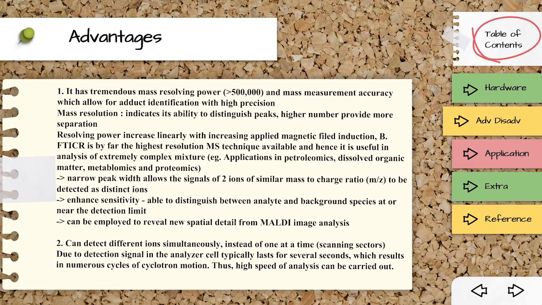The sensitivity is also enhanced, so we can distinguish between analyte and background species at the detection limit or even near the detection limit. These advantages can help to reveal new spatial detail from multi-image analysis. Besides, FTICR-MS can detect different ions simultaneously instead of one at a time. This is because the detection signal in the analyzer cell typically lasts for several seconds, which results in numerous cycles of cyclotron motion. Thus, high speed of analysis can be carried out.